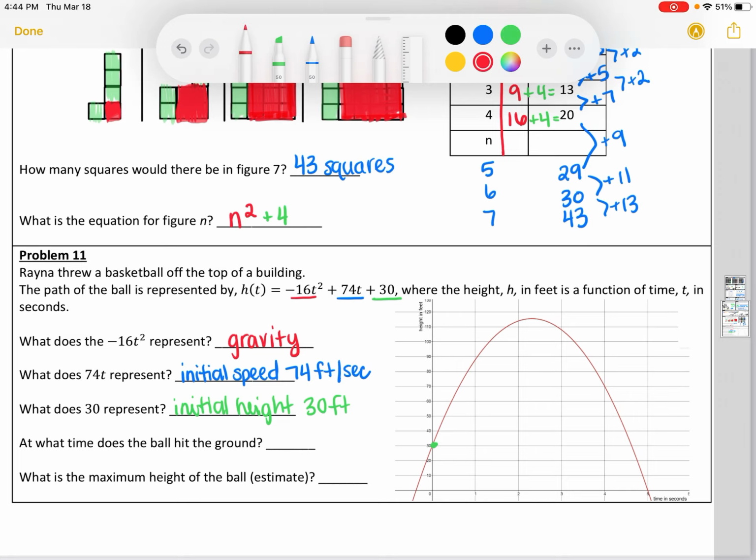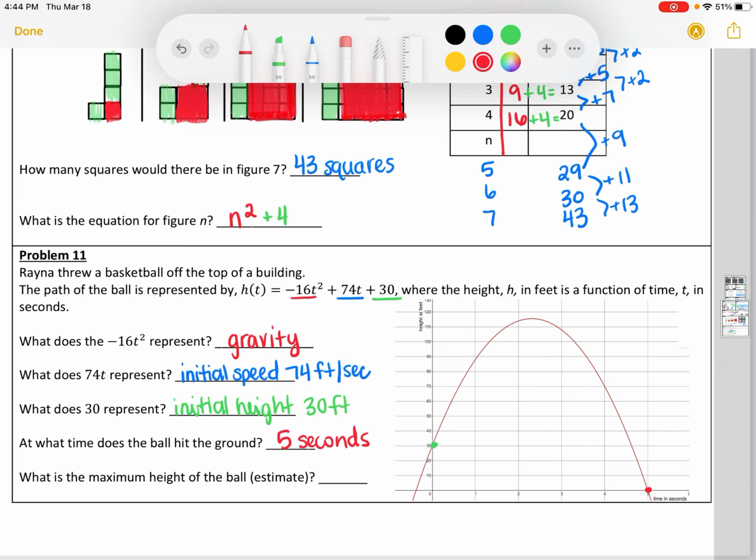And then at what time does the ball hit the ground? This I need to definitely look at my graph for. So the ball hits the ground, that means the height is 0. So I'm looking for the x-intercept over here. When the ball hits the ground, it looks like it's at 5. So the ball hits the ground after 5 seconds.